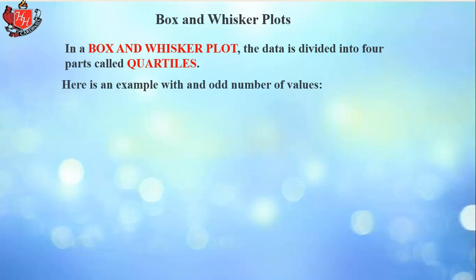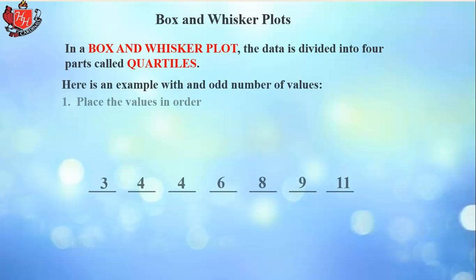Here's an example with an odd number of values. So you place the values in order, and we're just going to assume these are the values you were given, and you find the median. So in this case, the median is just a single number, 6. There's 3 numbers to the right of it, there's 3 numbers to the left of it. That makes it the median.